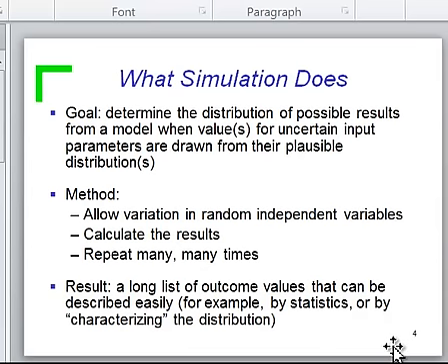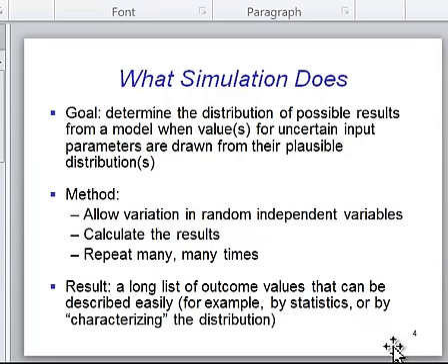Think of simulation as an extension of data tables and what-if analysis. It's all it really is. The goal is really to try to understand the distribution of possible results, outcomes that we care about, from a model when the values for the uncertain input parameters are drawn from their plausible distributions. So what we're doing is asking a whole bunch of additional what-if questions, simulating a bunch of different scenarios.